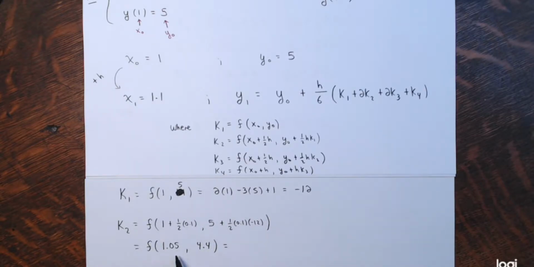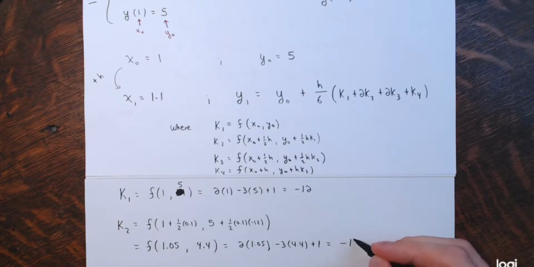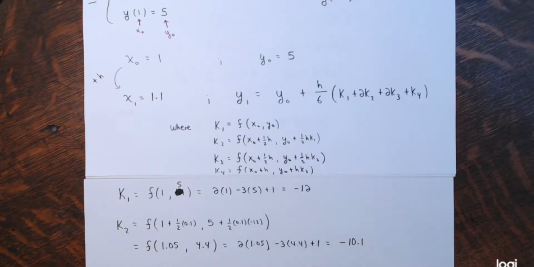Alright, and then what is f at this? That'd be 2 times the x, 1.05, minus 3 times the y, 4.4, plus 1. I know it's probably not that hard, but entering my calculator here, 2 times 1.05 minus 3 times 4.4 plus 1. Alright, so negative 10.1 for k2.